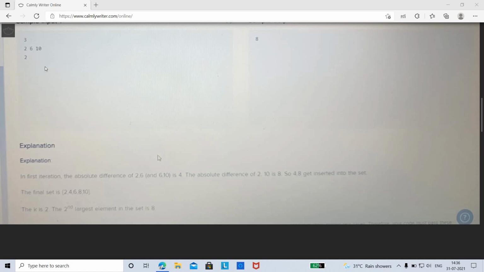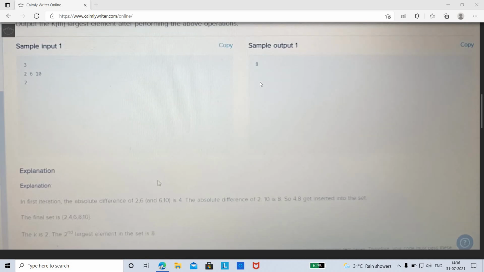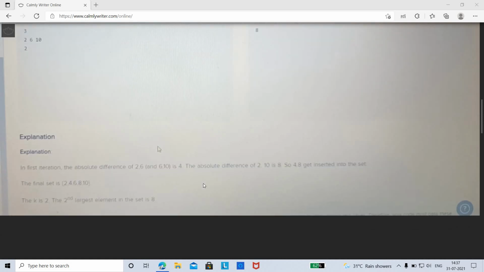After that, the k is 2, which means the second largest element in the set. The first largest element is 10 and the second largest element in the set is 8. Therefore you are going to display the second largest element in the set, that is 8. So 8 is the output. In this way you are going to write the code for the same.